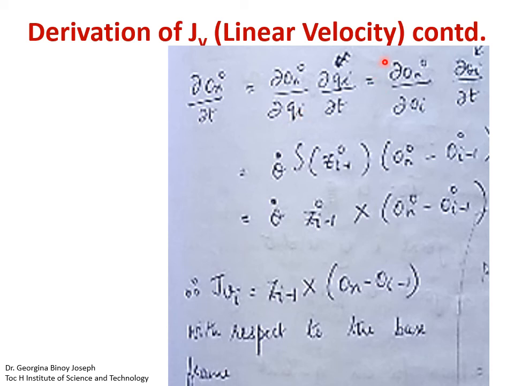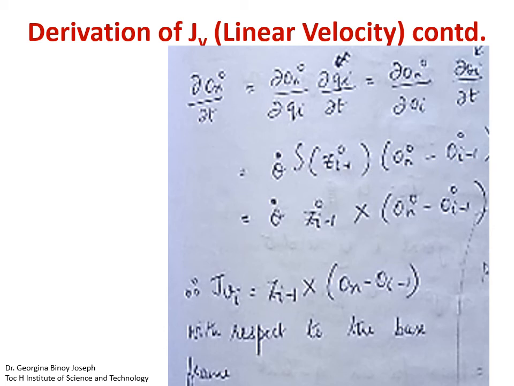That is, dou On0 by dou theta i is equal to S(Zi minus 1 to 0) into (On0 minus Oi minus 1 with respect to 0). This can be written as theta dot into the z-axis Zi minus 1 with reference to the base frame, cross (On0 minus Oi minus 1 to 0). So this thing can be written in this format.